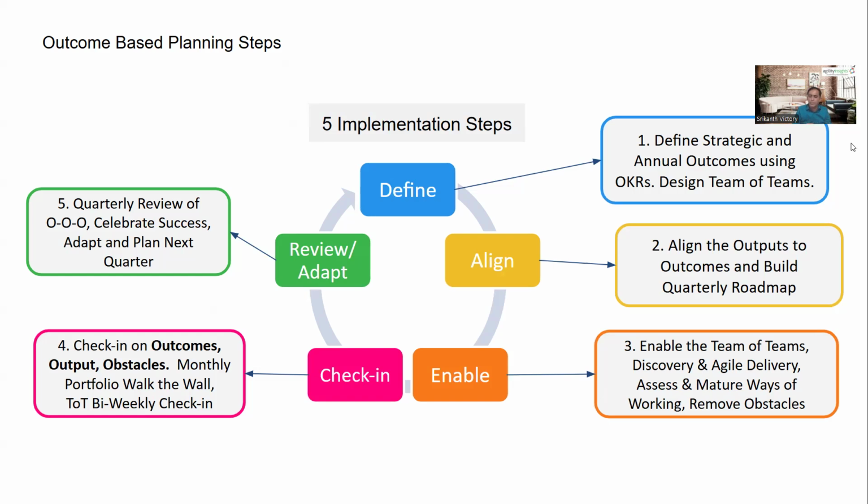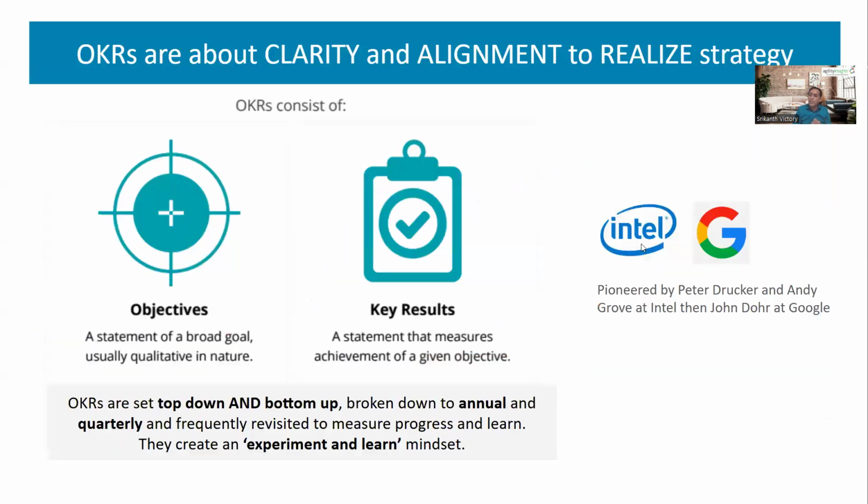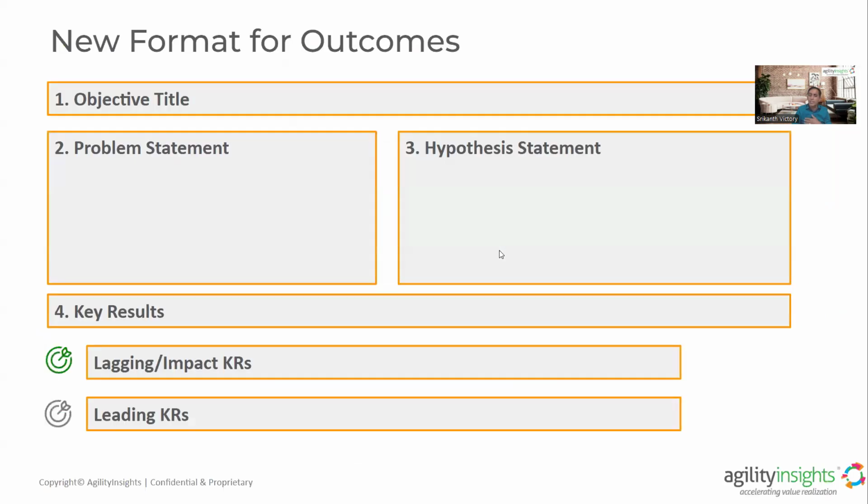As I mentioned earlier, OKRs need to be properly defined. They need to have clarity and alignment in order to realize the strategy. These objectives and key results have various sections that we define. They should have a proper title, problem statement, hypothesis, key results, and leading and lagging indicators as key results. These are the components of the OKR.